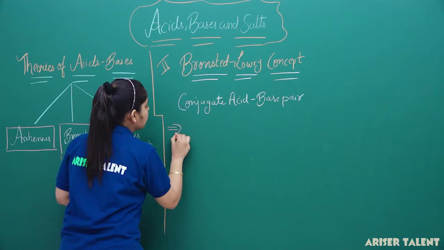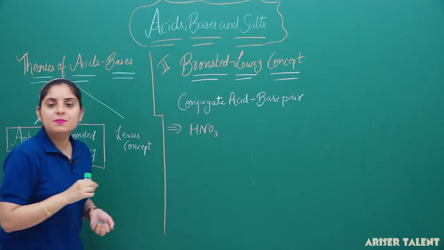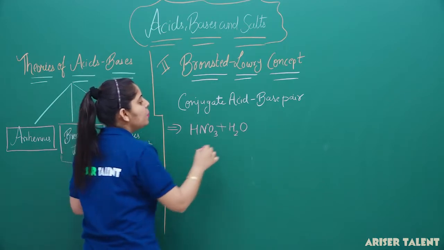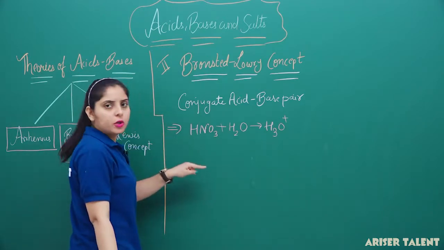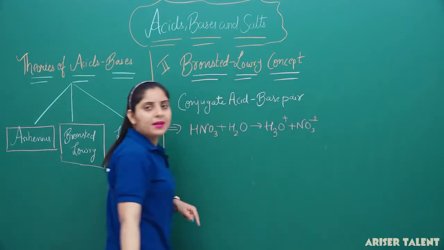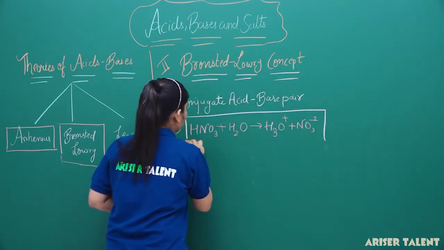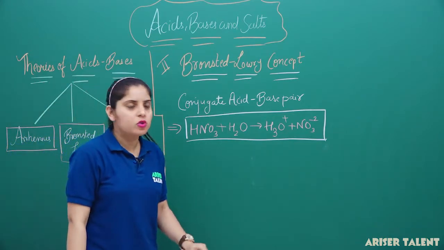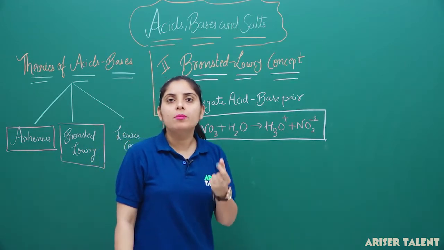Suppose I am reacting any acid. Suppose I am considering HNO3. HNO3 is basically nitric acid, and I am reacting HNO3 with H2O. What I am getting on the product side, I will get H3O+ plus NO3 minus. So in this reaction, we can see that this nitric acid loses one of its hydrogens, and this hydrogen is gained by the water molecule to form the hydronium ion.